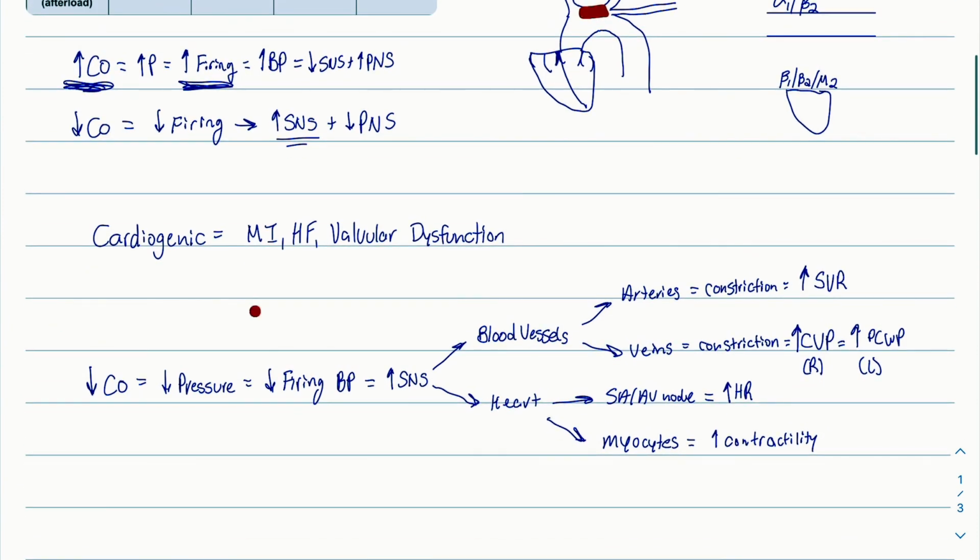So essentially, if we just go back to this image here, the ups and downs are determined based on whatever the disturbance is. But this is the basic formula as to what occurs and then where it occurs in various forms of shock.